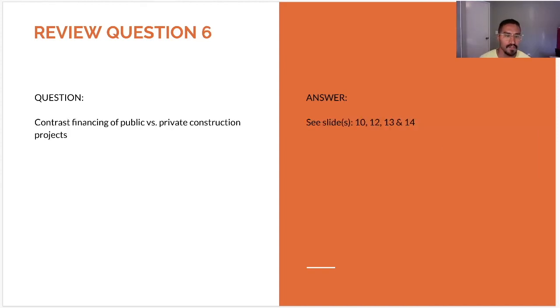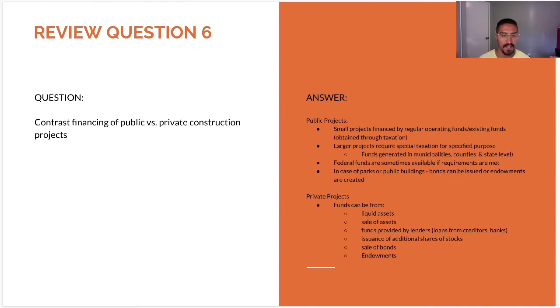Question 6. Contrast financing of public versus private construction projects. The answer to this can be found in slides 10, 12, 13, 14. So what this question is asking is how are public and private construction projects funded and what are the differences?